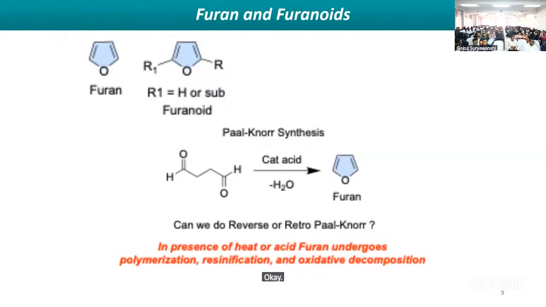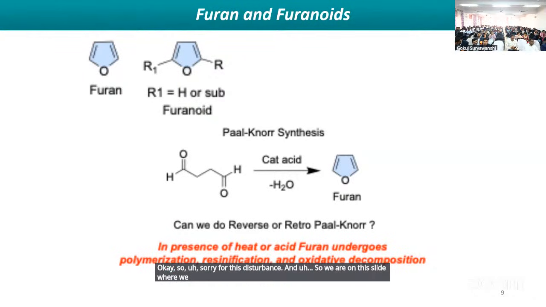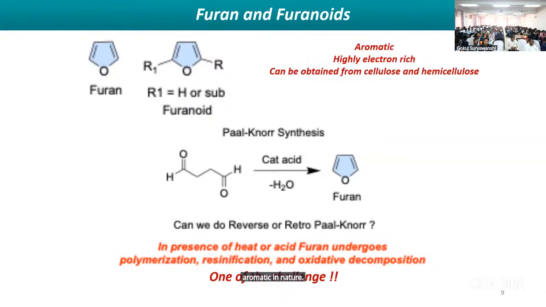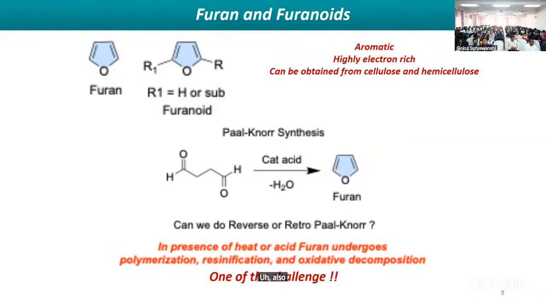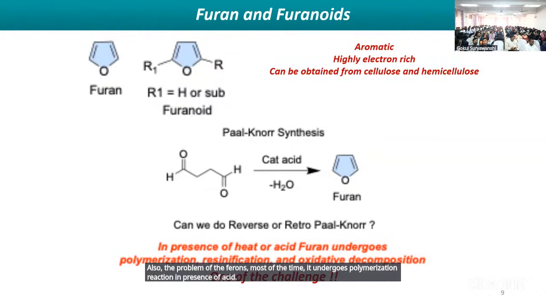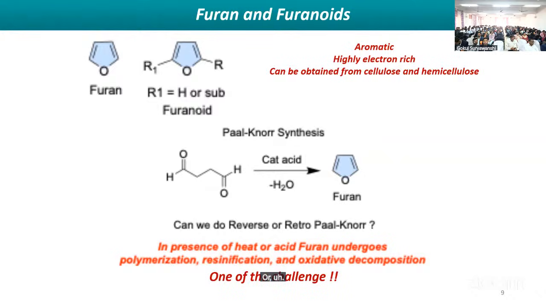Okay, so sorry for this disturbance. And so we are on this slide where we know the furan, which is a 5-member heterocycle, aromatic in nature, highly electron rich, and it can be obtained from bio-derived sources. Also, the problem of the furans is that most of the time they undergo a polymerization reaction in presence of acid or under heating.